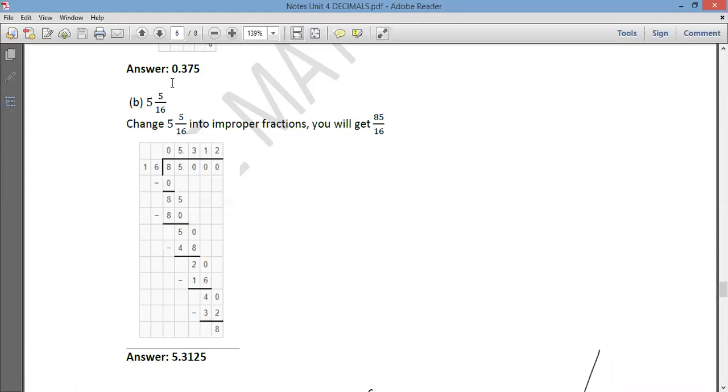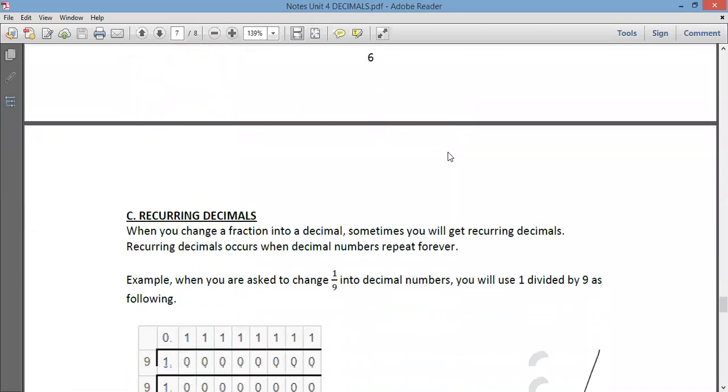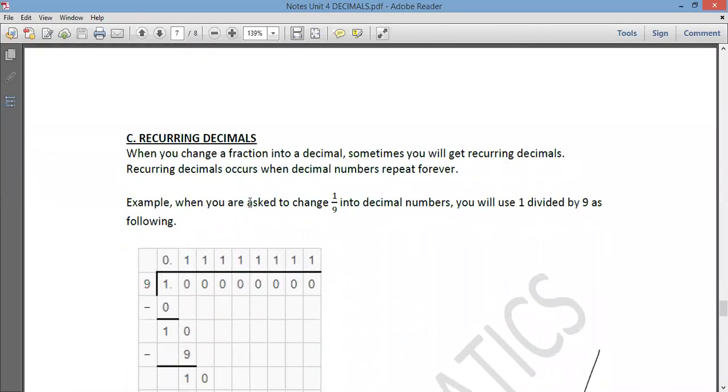Or you can do another method which is faster. 5 means 5 point something. So you just divide 5 by 16, then you get 0.3125. So 5 plus 0.3125, you get the answer. The next lesson, we will learn about recurring decimals, which you never learned before. So I separate this chapter into 2 parts.